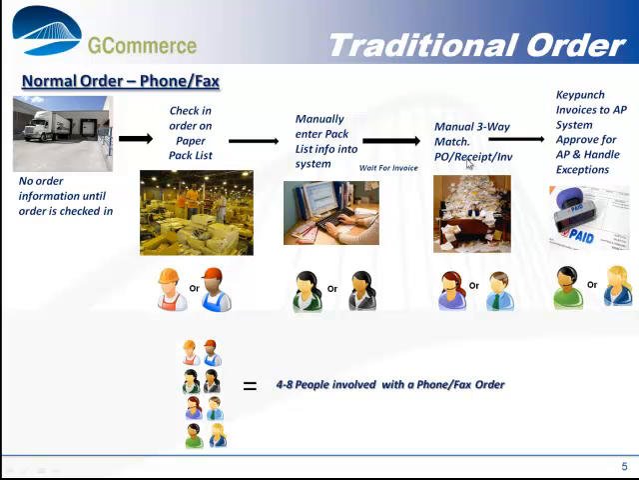and then there's a manual three-way match process where somebody matches the purchase order, the packing slip, and the invoice to make sure that what was ordered, what was received, and what's being shipped or what's being billed all match: part number, quantity, price. And generally, again, depending on the size of the distributor, size of the order, could take 1 or 2 people to do that. That invoice is then key punched into the accounts payable system. Those that are approved get sent for payment, and then the exceptions are handled, and again, 1 or 2 people. So usually you're looking at 4 to 8 people involved with a phone or fax type order.